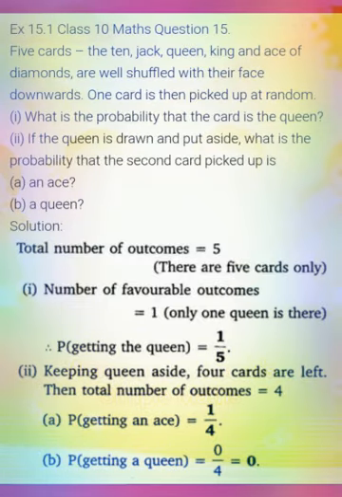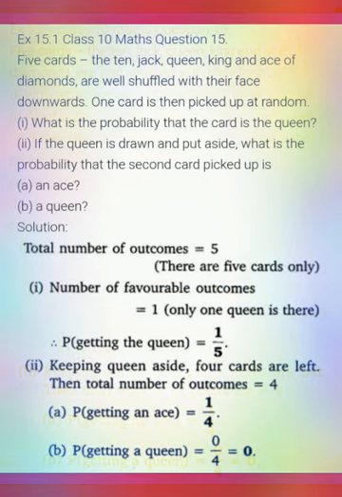Five cards, the 10, Jack, Queen, King and the Ace of Diamonds, are well shuffled with their faces downward. One card is then picked up at random. The first subpart of the question is, what is the probability that the card is the queen? And the second question is, if the queen is drawn and put aside, what is the probability that the second card picked is an ace? And a queen?